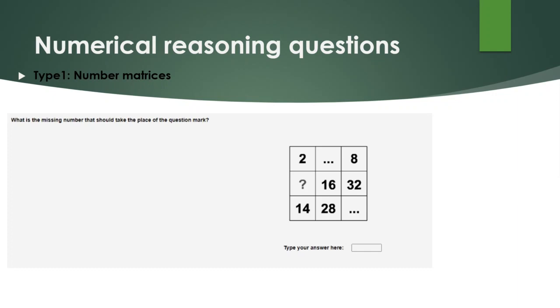In order to check the answer, we can compare the horizontal pairs, such as 28 is twice the 14, so the correct answer should be half of 16. Therefore, after dividing 16 by 2, we can get the same answer as 8.